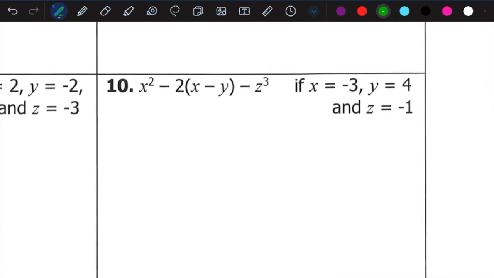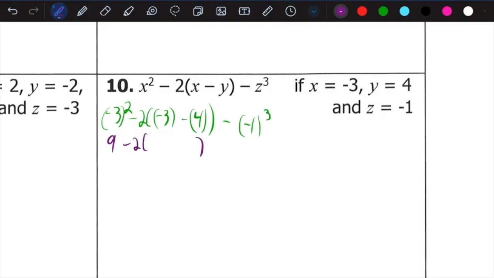Number 10, same variables, but now the variables have different values. So we have negative 3 being squared, minus 2 times negative 3, minus 4, minus negative 1 being cubed. Negative 3 squared is negative 3 times negative 3, which is 9, minus 2 times whatever's in the parentheses. Negative 3 minus 4 more is negative 7. Minus negative 1 cubed is negative 1 times negative 1 times negative 1.